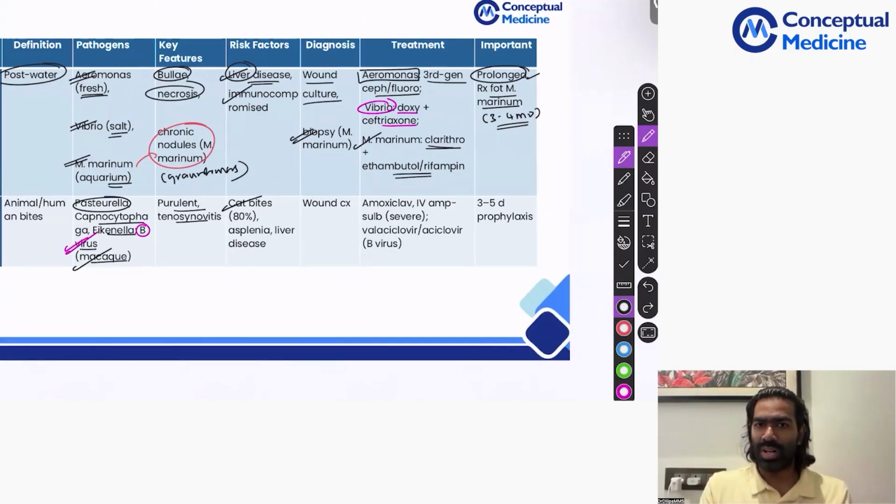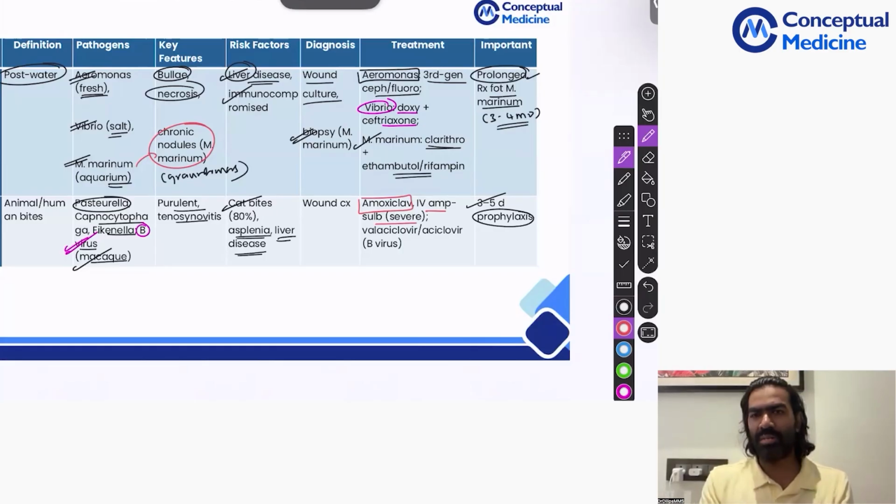Who is at risk of developing serious infection after bites? People who don't have immunity, like no spleen, either structural or functional asplenia like sickle cell disease, or patients with liver disease are at more risk of developing serious infections. But again, prophylaxis is going to be the key here. Most cases will require 3 to 5 days of prophylaxis. If it's just a cat bite or animal bite, apart from monkey bites, you're going to just use oral amoxicillin clavulanic acid, or ampicillin sulbactam if it's a severe infection or patients who are admitted as inpatients.